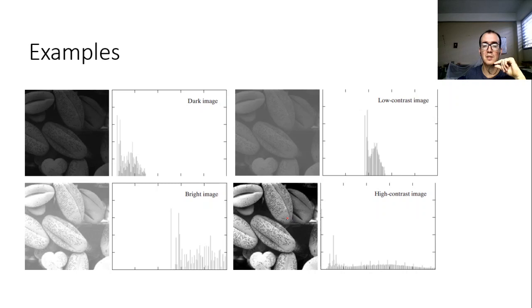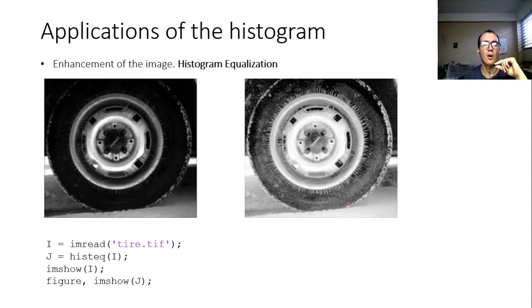in a determined algorithm in digital image processing. And there is a method that converts this kind of histogram, a low contrast image histogram, into a high contrast image histogram. For example, we have in this slide one of the applications of the histogram. There is a widespread application known as histogram equalization, and this is a technique to enhance the quality of the image.